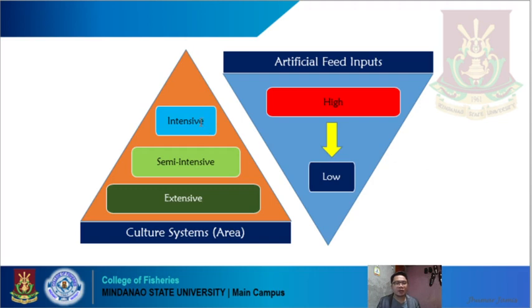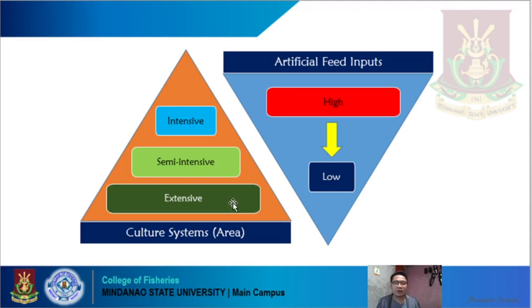Mas maliit yung total space for the intensive farming. And with regards to the feeding inputs, there will be higher feed inputs in the intensive aquaculture culture systems, and a little bit in the semi-intensive, or more or less nothing in the extensive farming, because mostly aquaculture species being cultivated in extensive culture systems have no feed or no artificial feed inputs.